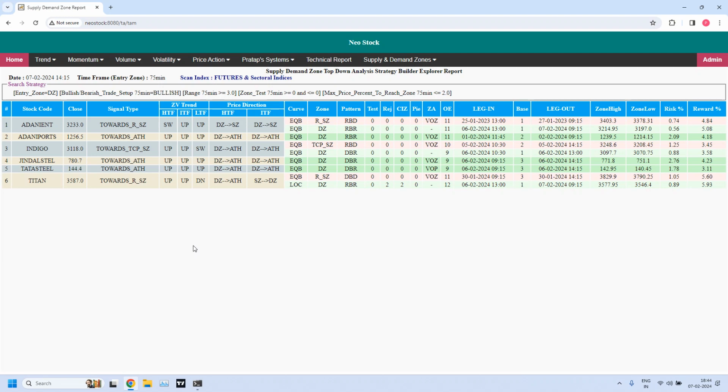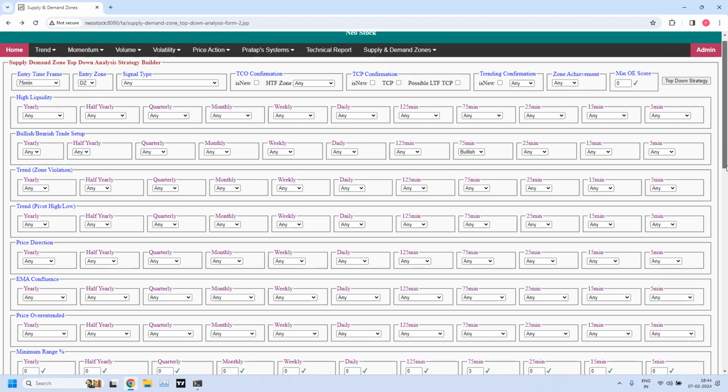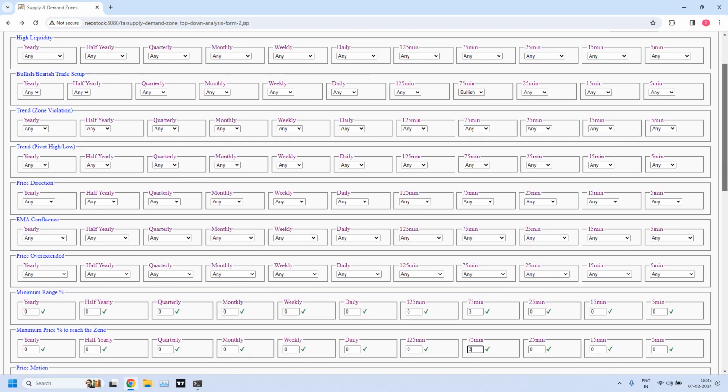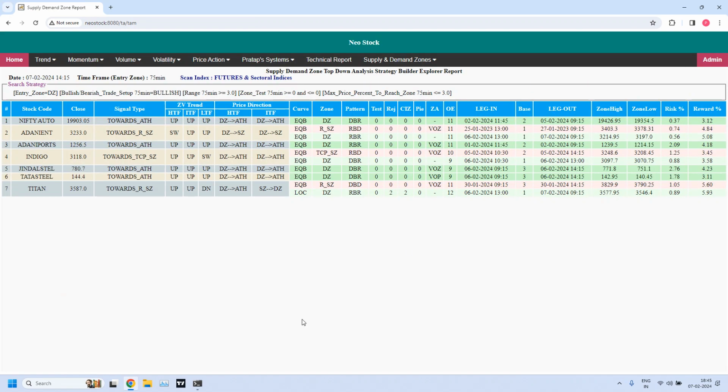And let us prepare the final list within 3% level. So I am changing the value from 2% to 3%. One more stock is added, so total 7. So this is about the bullish trade setup for weekly income trade.